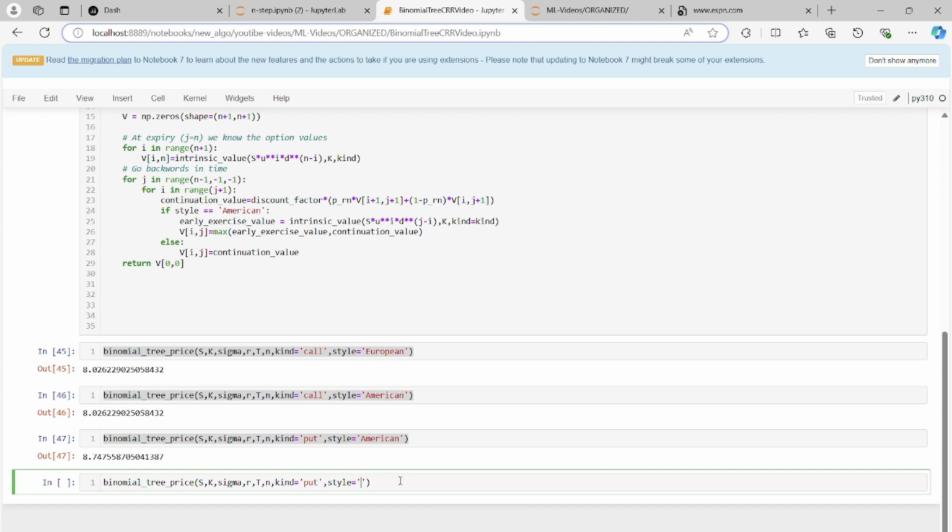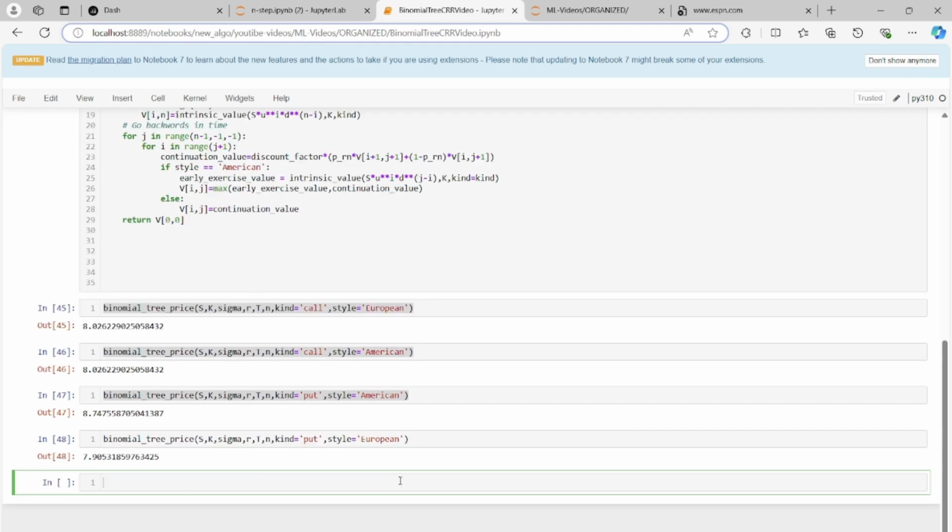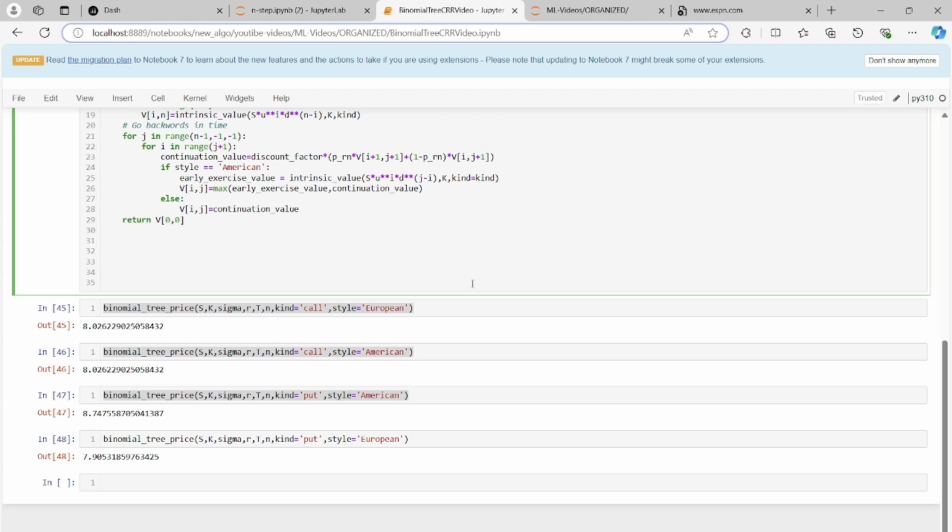Let's see if this makes sense. And you see the European put is less than the American put. Early exercise, the maxes in the middle, make this value bigger. So hope you enjoyed it. In the next video, I'll show you if you set N very, very large, you'll get the same thing as Black-Scholes.